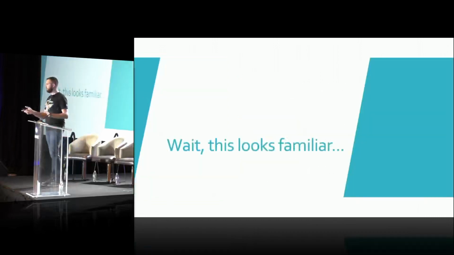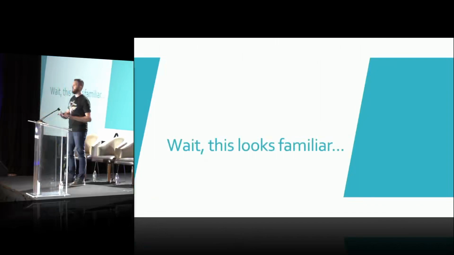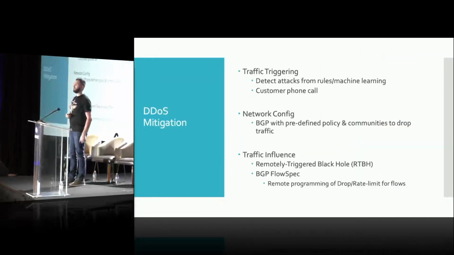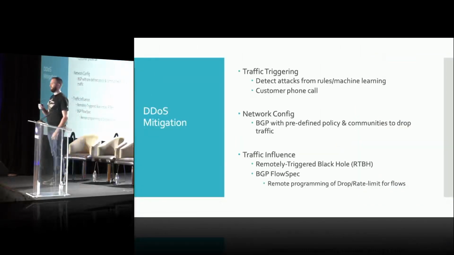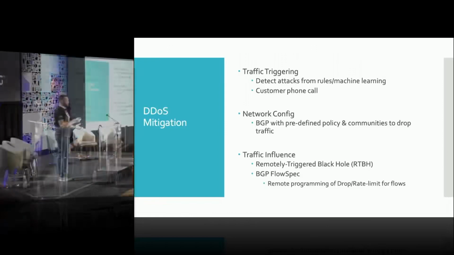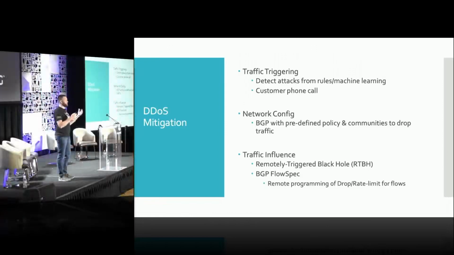You may think right now, yes, Matt, I'm already running this on my network. It's called DDoS mitigation. So traffic triggering tends to be we detect attacks via rules or machine learning, or a customer phone call. We have config, we have BGP policies with communities, and if we see prefixes for these communities, we drop traffic, and we can influence this traffic based on BGP flow spec or remotely triggered black hole.